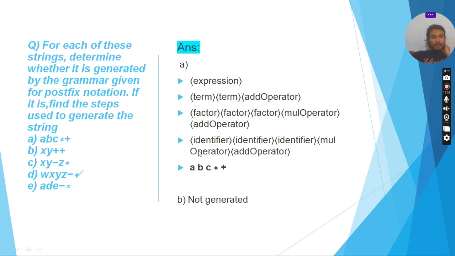Okay, so what is a factor? A factor is an identifier; basically factors are identifiers. This is the operator. So this is how it is converted into postfix notation. Okay, this is the postfix notation. B cannot be done; it cannot be generated, it was not generated.